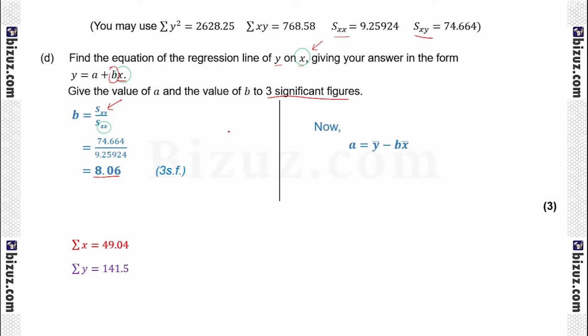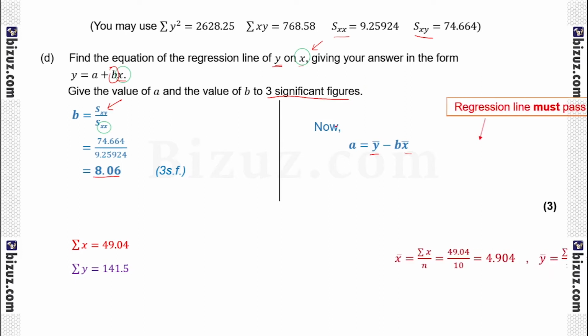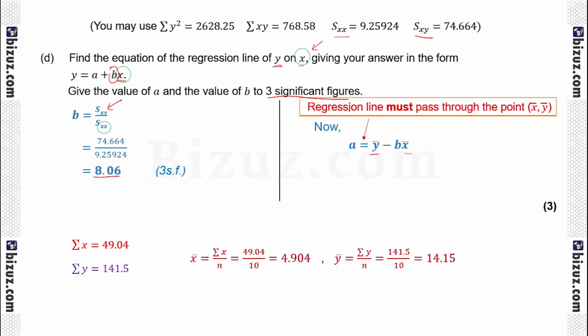Moving on. Now we need to find the value of a, and the formula for that is a equals the mean of y, basically the mean of your dependent variable, minus b multiplied by the mean of your independent variable. Okay, and there's another way to remember this: your regression line must pass through the point x bar comma y bar.